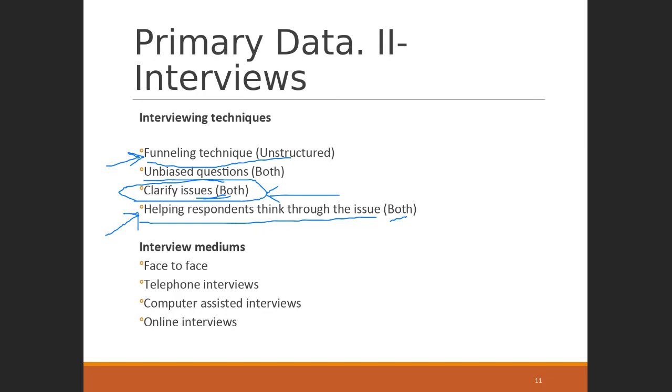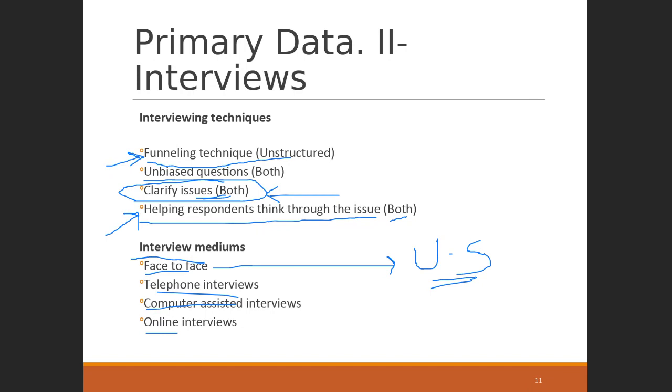Okay, so when we talk about interviews, there are basically four different mediums of interviews. You can conduct face-to-face interviews, telephone interviews, computer-assisted interviews, or online interviews. Face-to-face interviews are especially relevant when you are conducting unstructured interviews. It is very important that you are having a face-to-face encounter with your respondent.